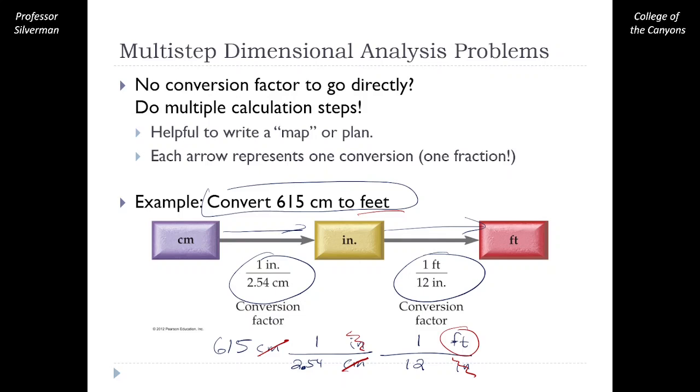All that's left to do is to plug into the calculator 615 divided by 2.54, also divided by 12, and we can get our final answer. As always, let's include our units and include our sig figs. In this case, we have 3 sig figs to start with, infinite sig figs in both of these definitions, and so we only get to keep 3 significant figures for our final answer, 20.2 feet.